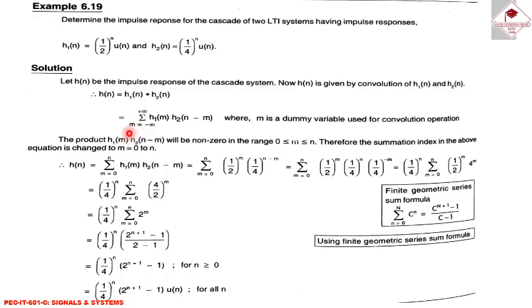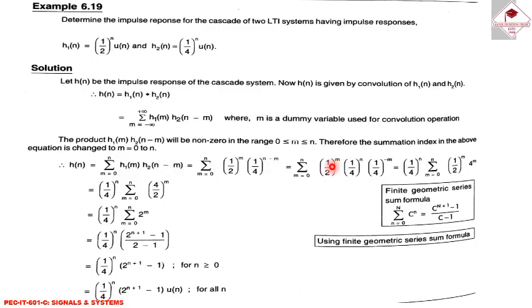It becomes the summation of m equal to minus infinity to plus infinity h1(m) h2(n minus m), where m is the dummy variable. We can write this expression as h(n) equal to the summation of m equal to 0 to n h1(m) h2(n minus m). We put in the values of h1(m) and h2(n minus m): (1/2) to the power m and (1/4) to the power n minus m. Since the unit step function is there, the limit changes from 0 up to n.